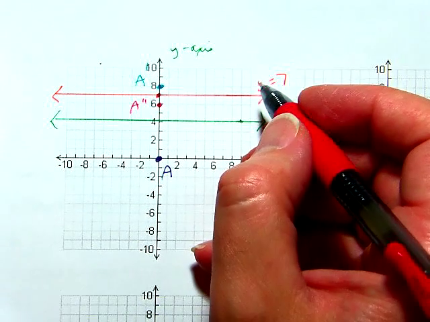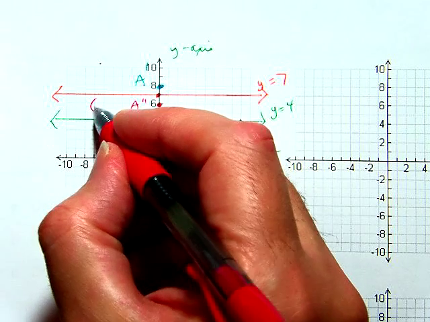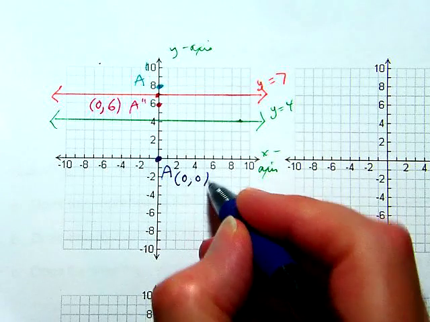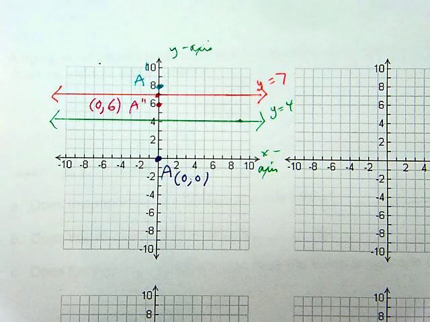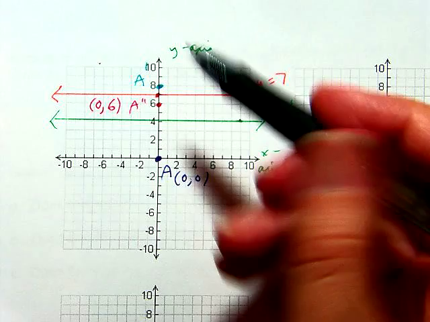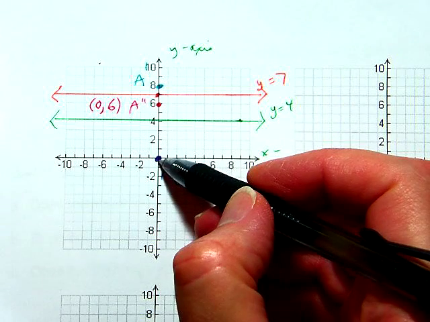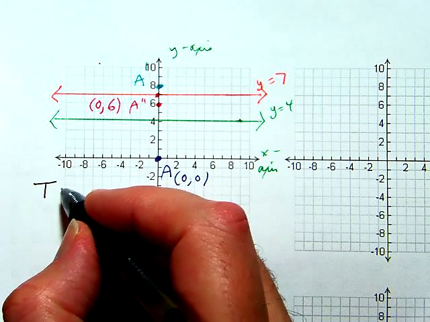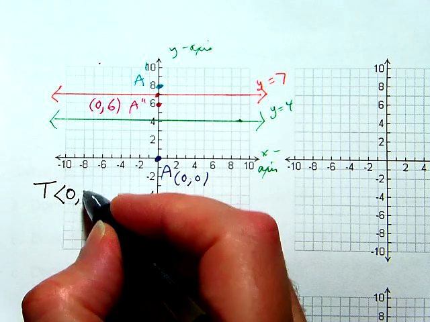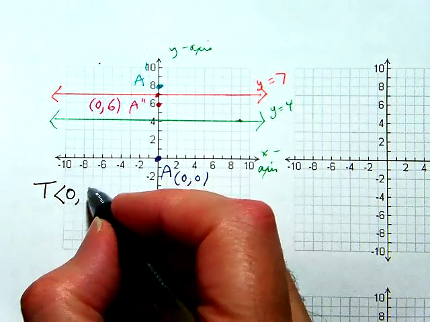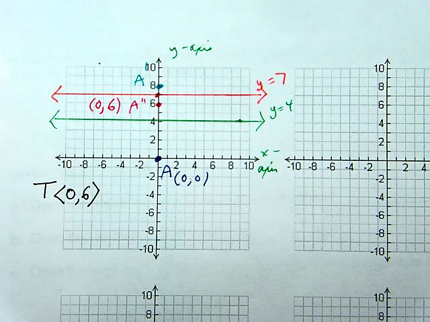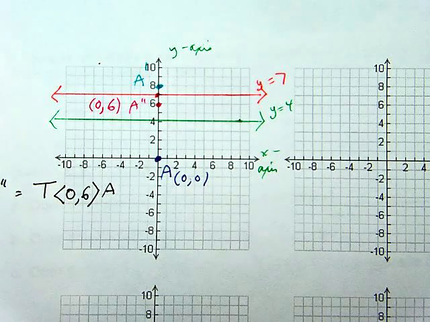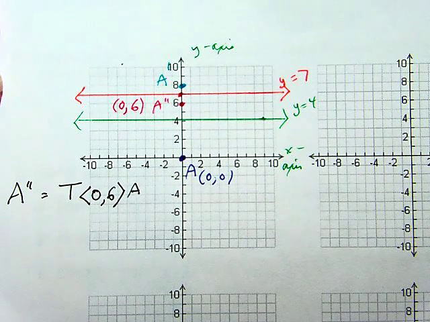So A double prime is 0, 6, and our initial point was at the origin, 0, 0. So what translation was this? We started from A, and to get to A double prime, we had to go up the y-axis 1, 2, 3, 4, 5, 6. We didn't move anything in the x direction, and we moved 6 in the y direction. So to go from A to A double prime, we used a translation of 0, 6.